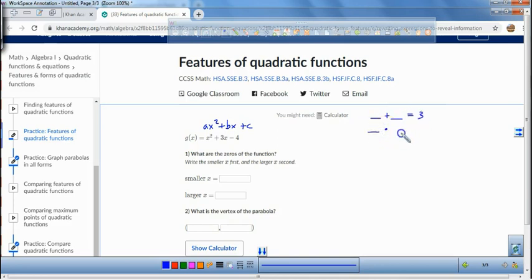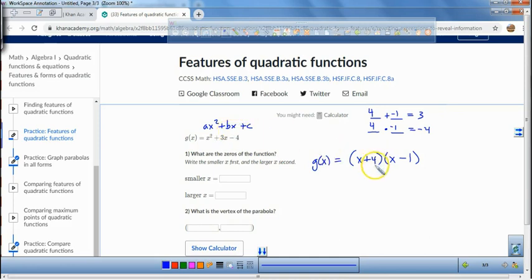All right? So here we go. We're looking for two numbers that add up to 3 but multiply together to equal negative 4. And those two numbers are going to be 4 and negative 1, because 4 times negative 1 is negative 4, and 4 plus negative 1 is 3. So we're going to factor this guy to x plus 4 and x minus 1. All right?